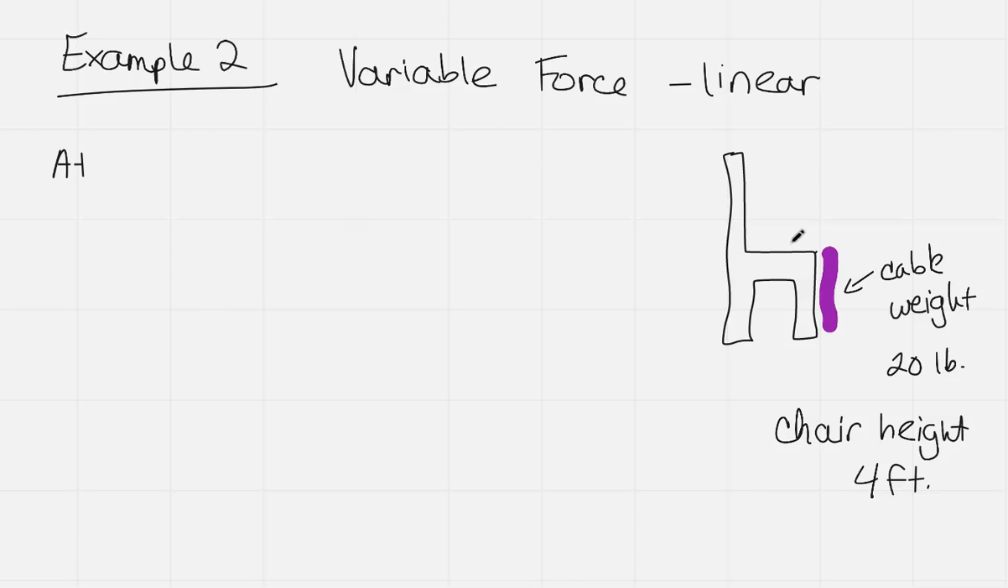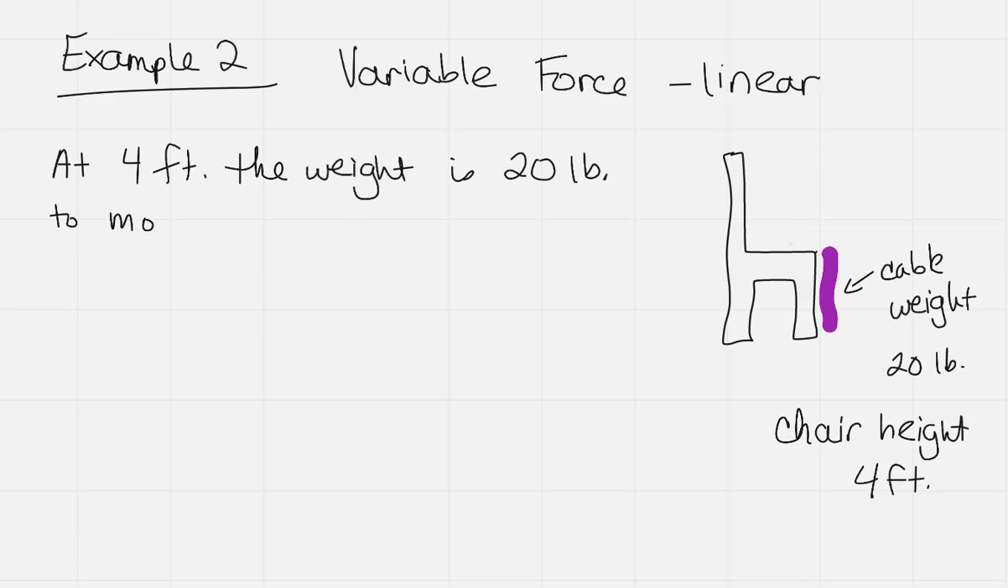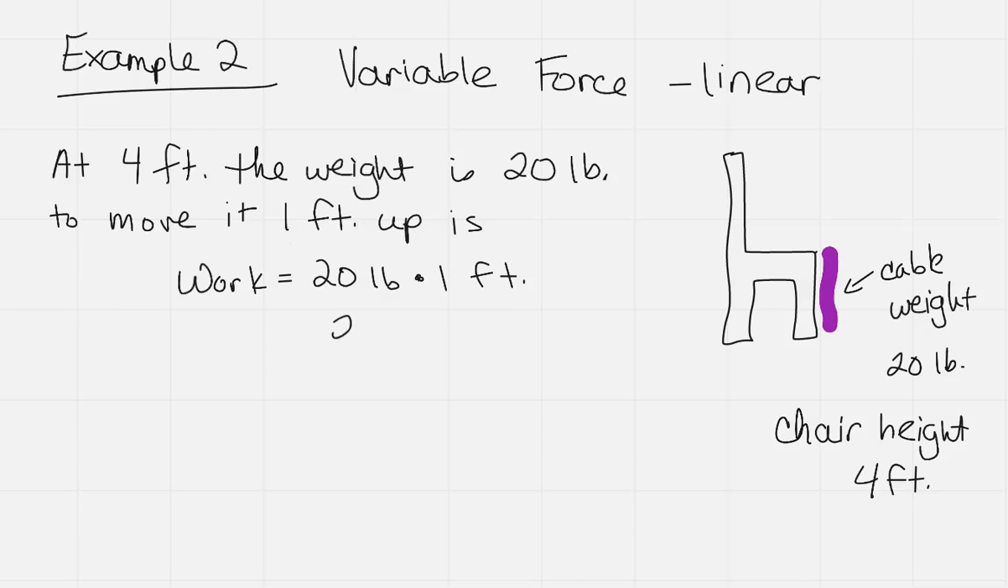So at 4 feet, the weight is 20 pounds, right, as it's hanging 4 feet. To move it 1 foot up, because our weight takes into account gravity, to move it 1 foot up is, if we have our work formula, work equals our force, which is the 20 pounds, times the 1 foot, and so we get 20 foot-pound.